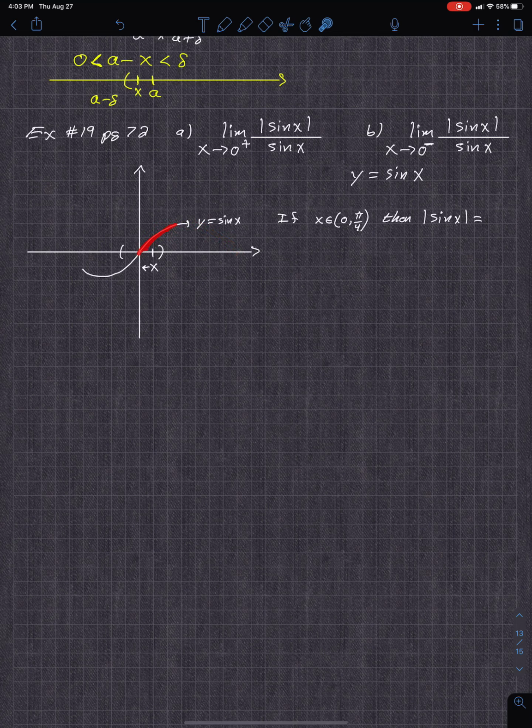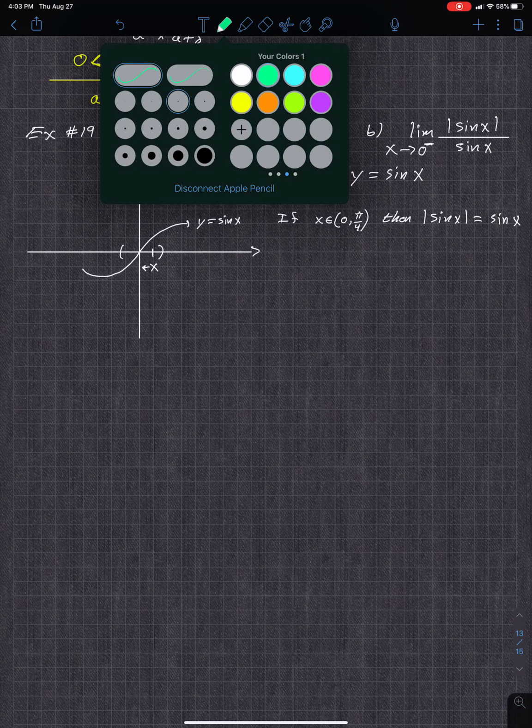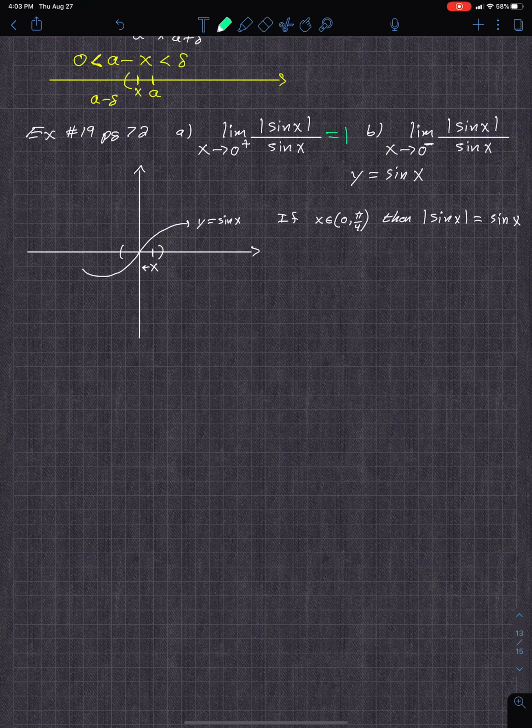So if x is between 0 and pi fourths, then the absolute value of sine x is just sine x. So you just have the same thing divided by itself, and you get 1. So this whole thing is just equal to 1.